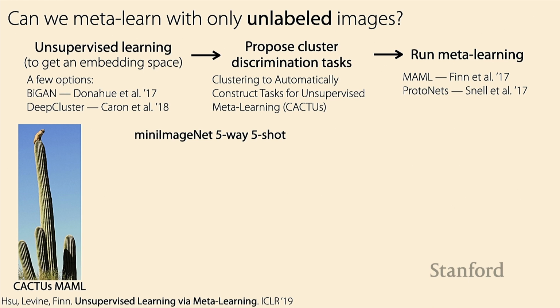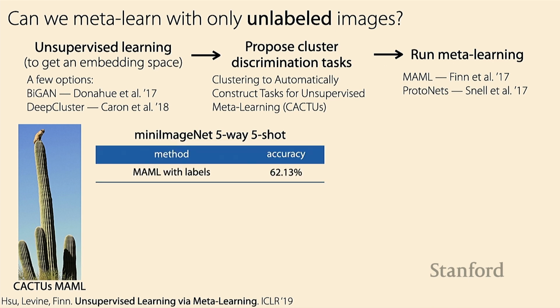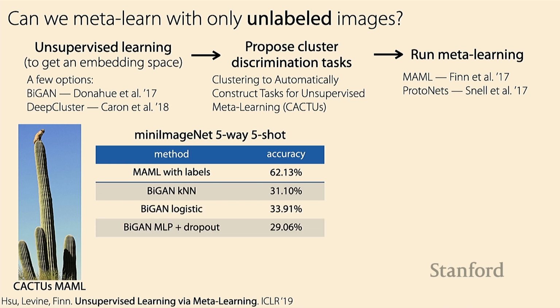And we evaluated it on mini ImageNet, where if you give it full labels, you get an accuracy of 62%. You can first evaluate a few different unsupervised baselines, which correspond to doing k-nearest neighbors, logistic regression, or an MLP on top of the pre-trained representation. And you get few-shot accuracy that's pretty low, around 30%. You can also do something that uses clustering.